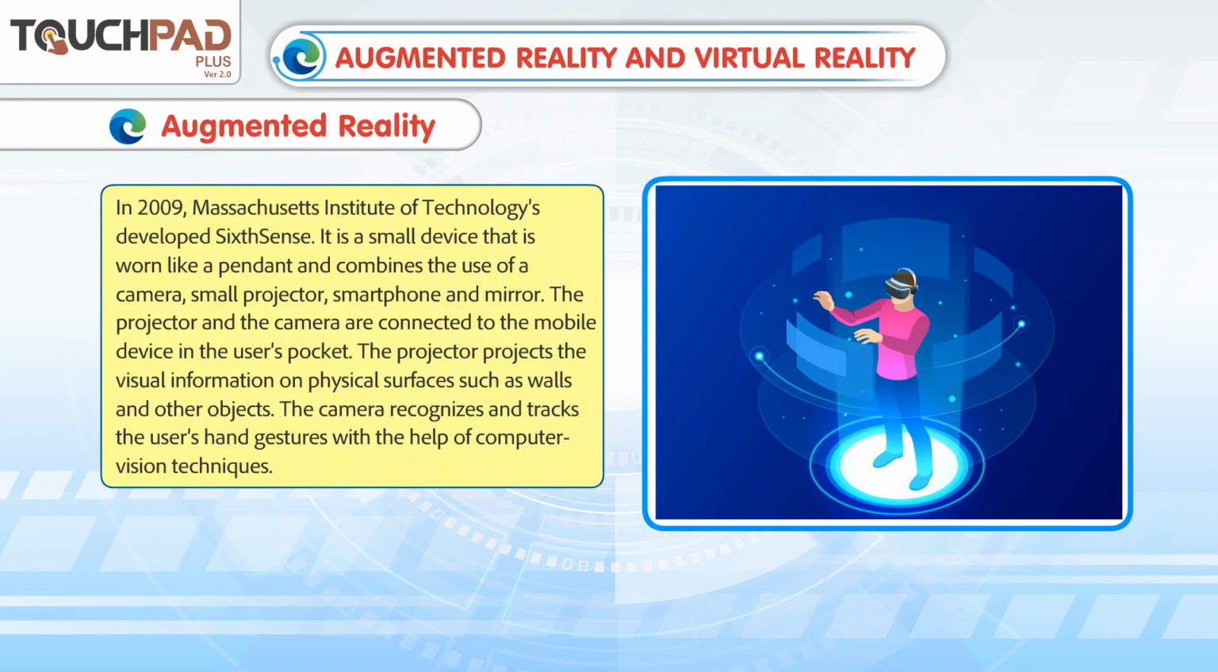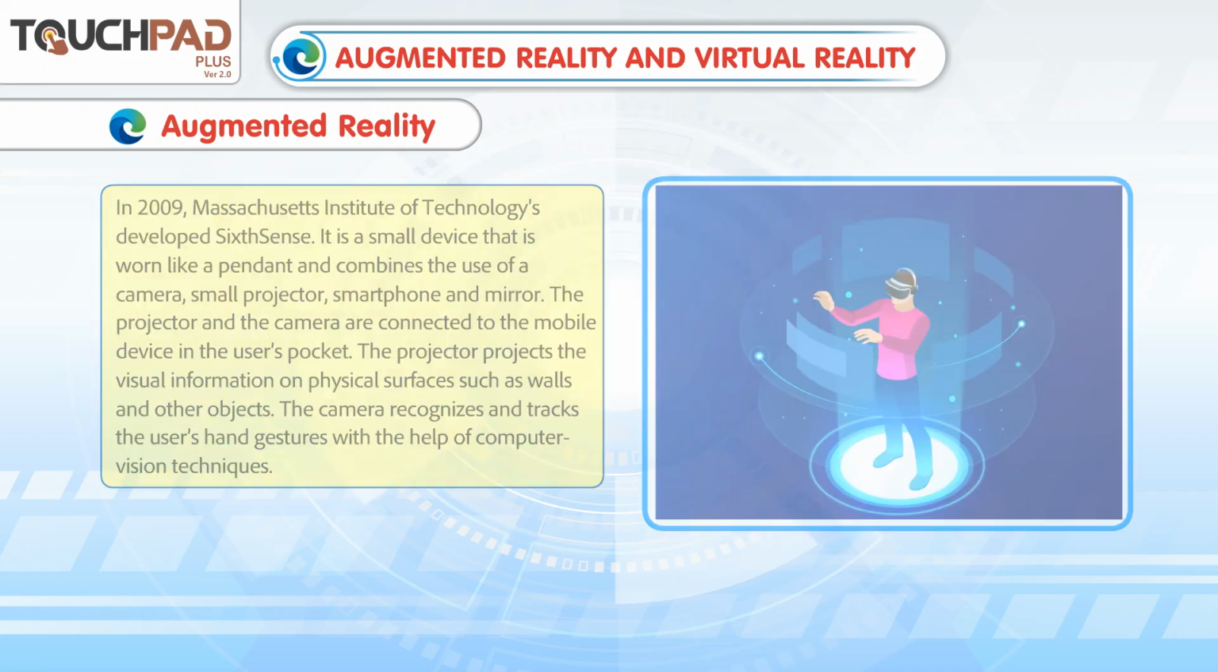In 2009, Massachusetts Institute of Technology developed Sixth Sense. It is a small device that is worn like a pendant and combines the use of a camera, small projector, smartphone, and mirror. The projector and the camera are connected to the mobile device in the user's pocket. The projector projects the visual information on physical surfaces such as walls and other objects. The camera recognizes and tracks the user's hand gestures with the help of computer vision techniques.